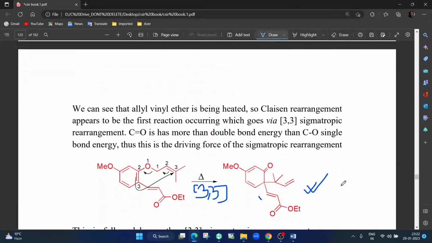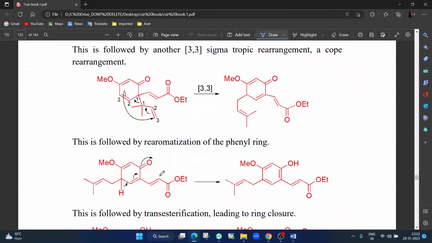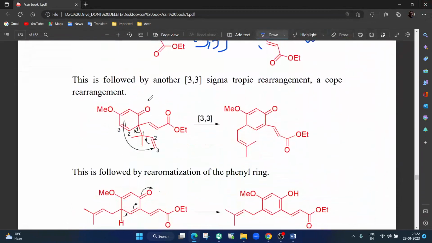This is called the oxy-Cope rearrangement, where the carbon-oxygen bond is being broken. Next, this is anyway not very stable because aromaticity is lost. So again it will undergo another rearrangement, what is called the Cope rearrangement. That's why I was telling you it was not a very simple question, because it's tough to imagine two reactions in the same step with just heat.